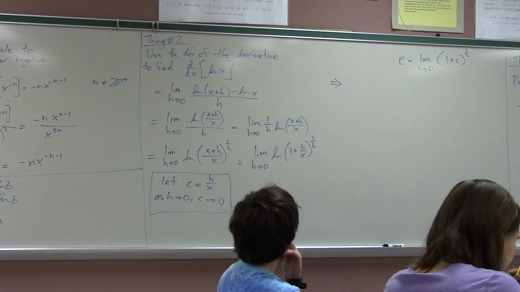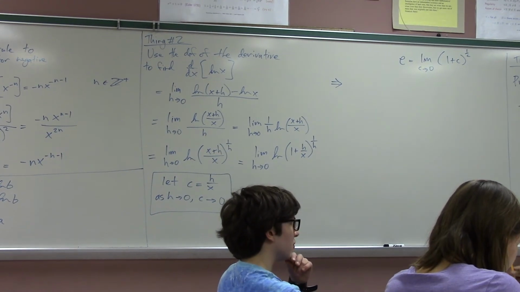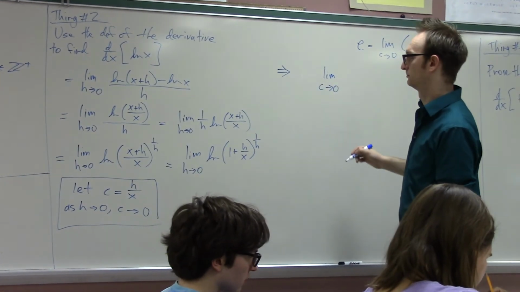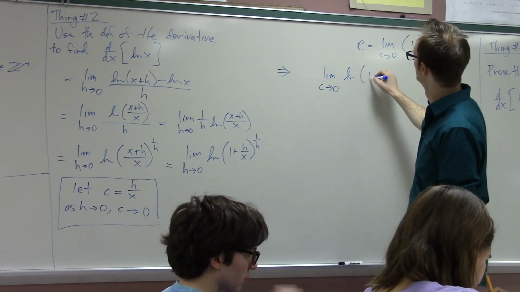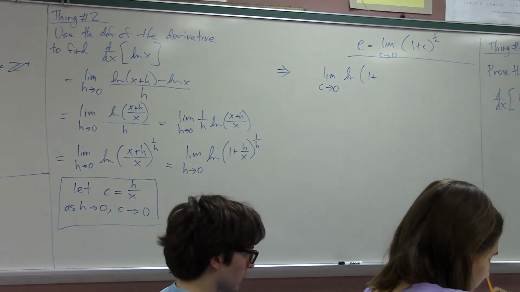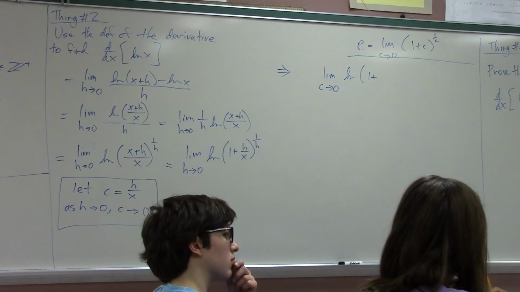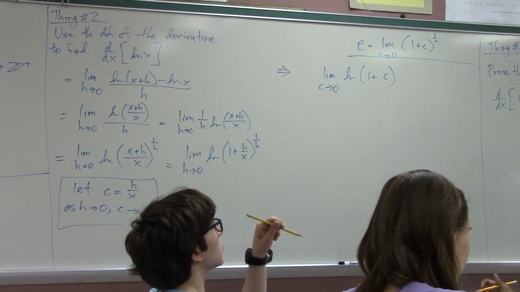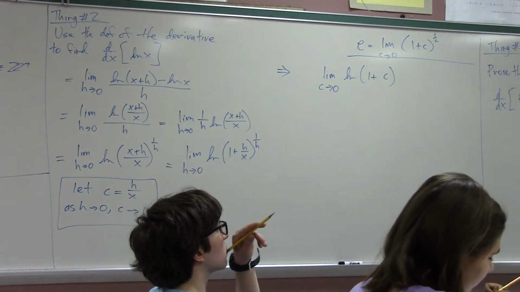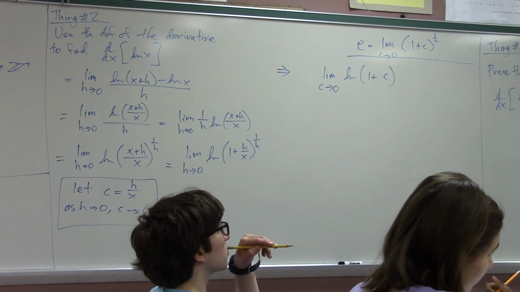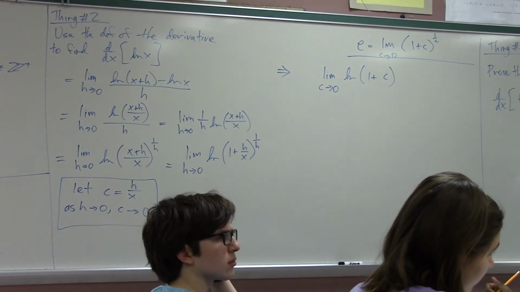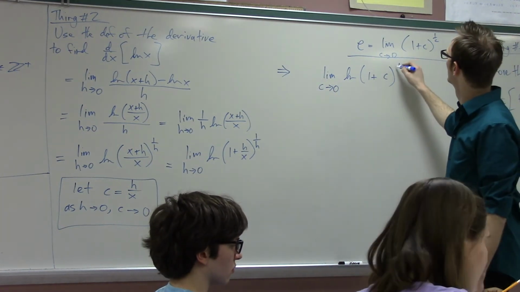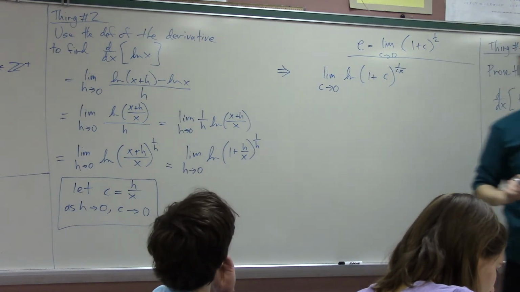You following this? Alright, so this h over x is just c, and then what's 1 over h? H is like cx. So 1 over h is 1 over cx. Are we cool?